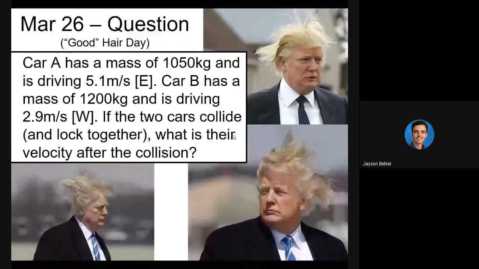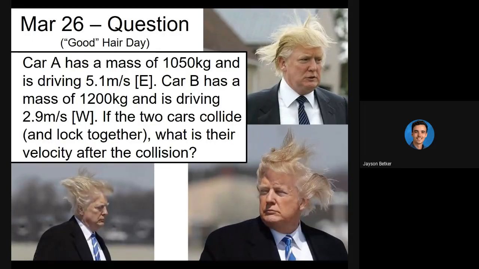Today is March 26th. I need to change this on my problem of the day, so let's do that. Let's present from this slide. And now I can't see my window. There we go. Present now. Window. Boom. Okay, so here is your problem of the day.